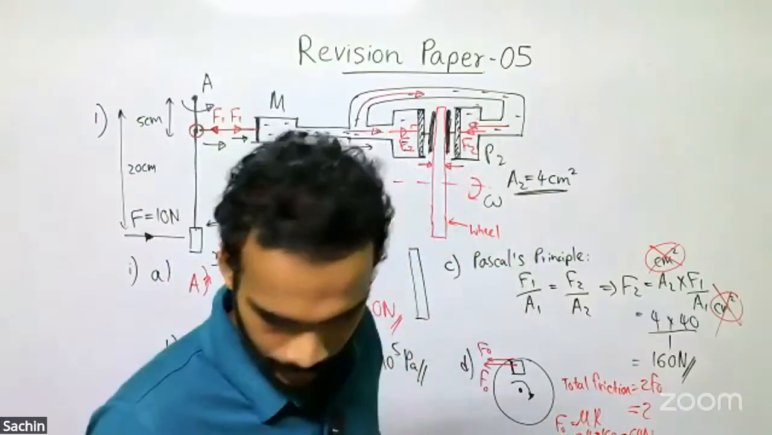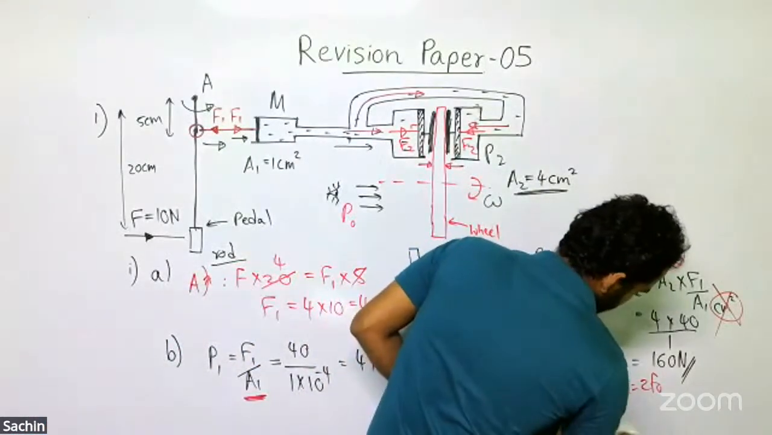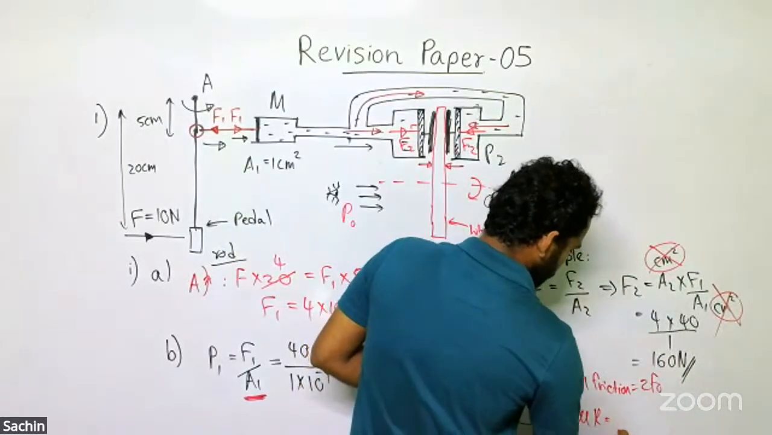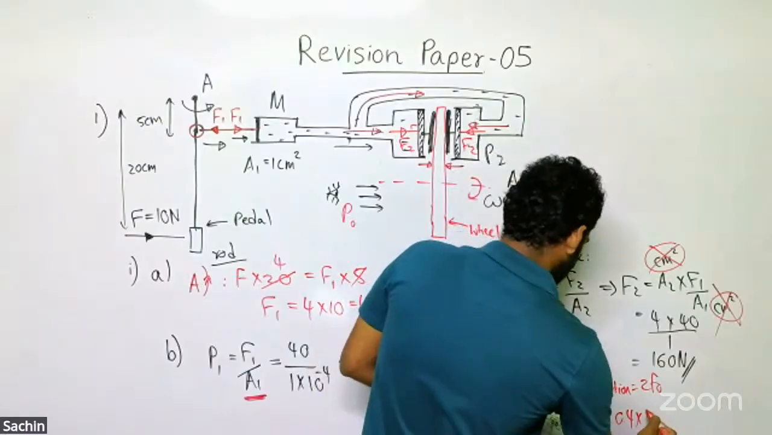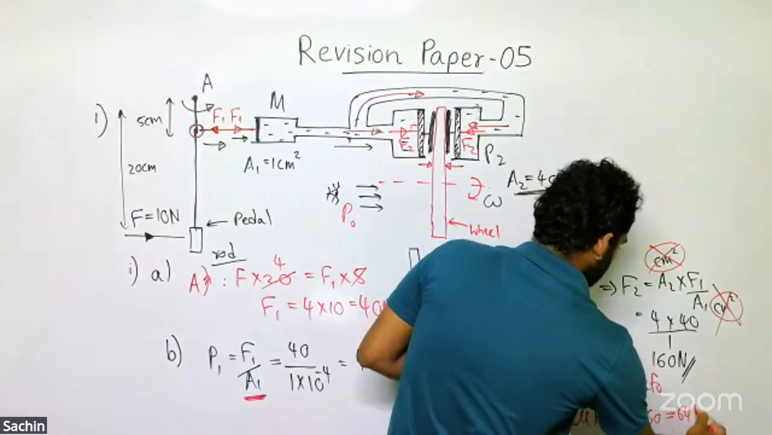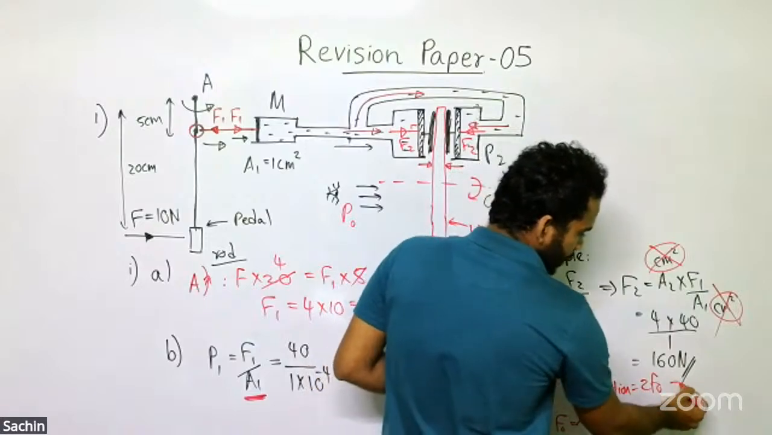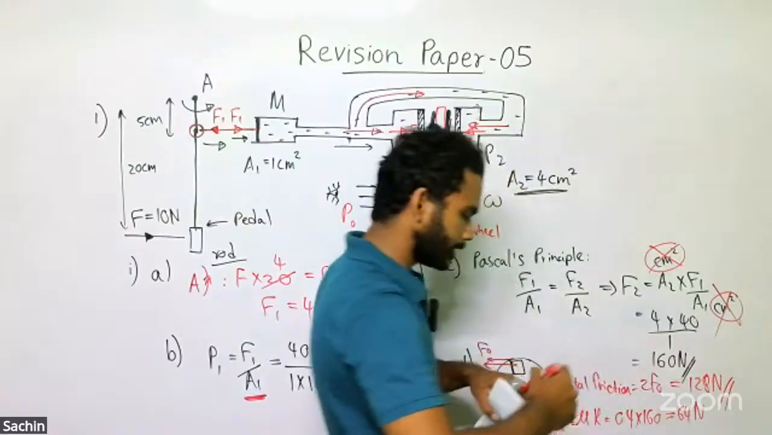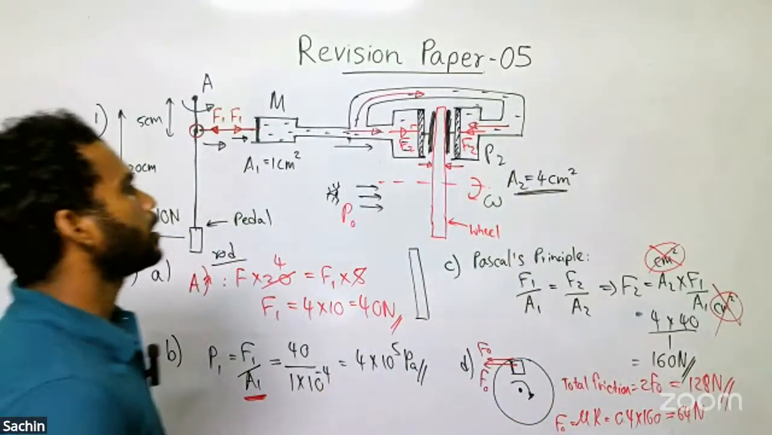Let me write it somewhere else. So mu R is equal to 0.4 times reaction 160, so 64 Newton. The total friction should be 2 times that, that is 128 Newton. This is the total friction acting on this wheel because of the brake pads.